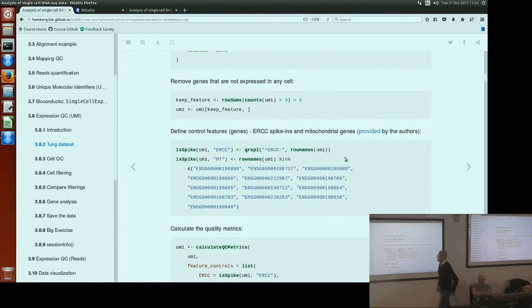Then we'll do some simple quality control steps. So the first one is we can just remove all the genes that are not expressed in any cells. Those genes are not informative, and we don't need them at all in our analysis. So this line will create a logical vector called keep feature. And then, as Davis mentioned before, we can easily subset our single cell experiment object using the logical vector.